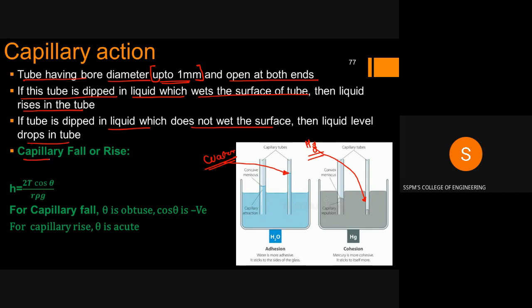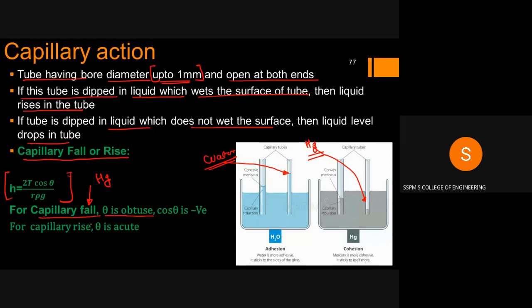Capillary fall or capillary rise is given by the equation h = 2T cos theta divided by r rho g. T is the surface tension, theta is the angle of contact, r is the radius, rho is the density of the liquid, and g is the acceleration due to gravity. For capillary fall, observed for mercury, theta is an obtuse angle, and therefore cos theta is negative. We will get h as negative.